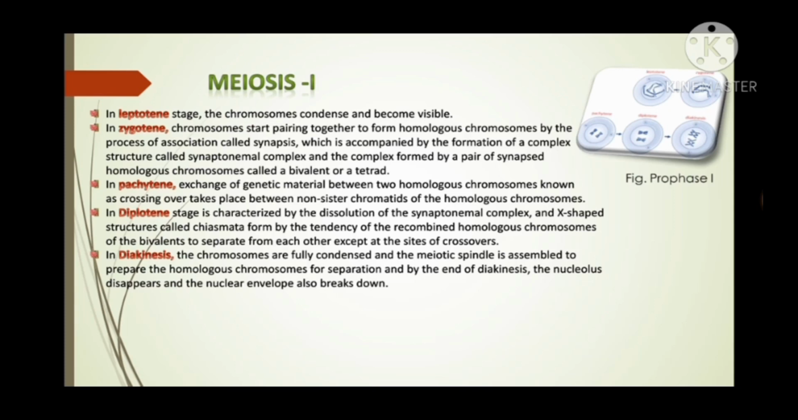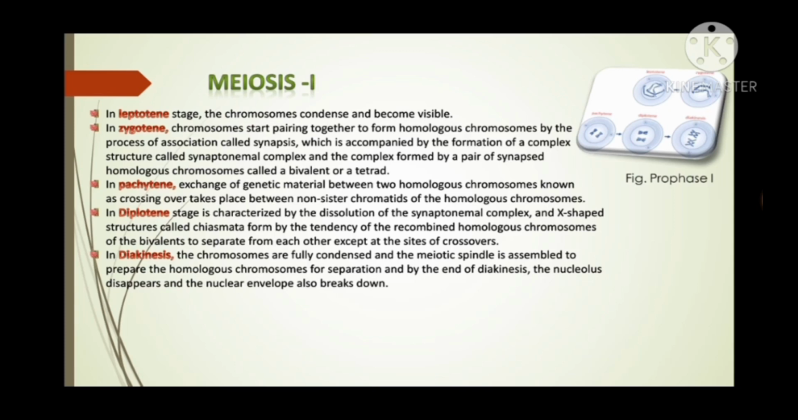zygotene. Now the next stage is the zygotene. During the zygotene stage, chromosomes start pairing together, and this process of pairing of chromosomes, that is the association of chromosomes, is called synapsis. The association of chromosomes is called synapsis.